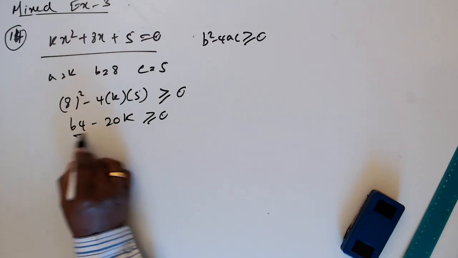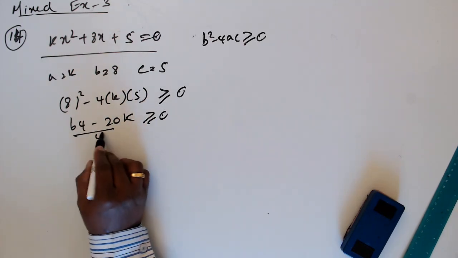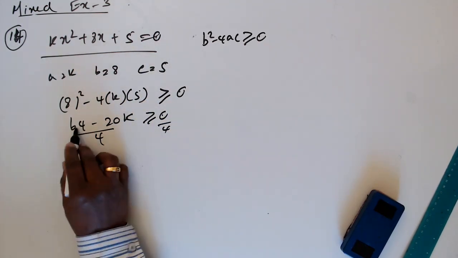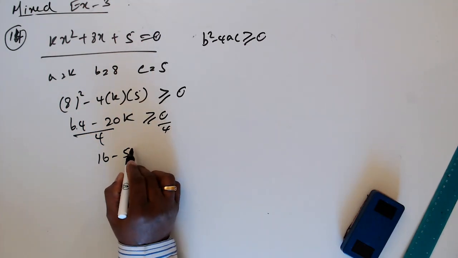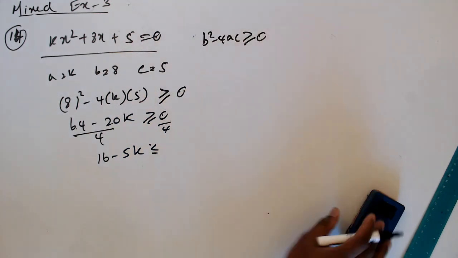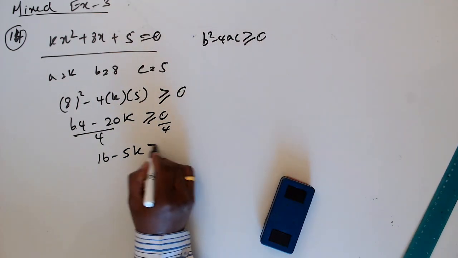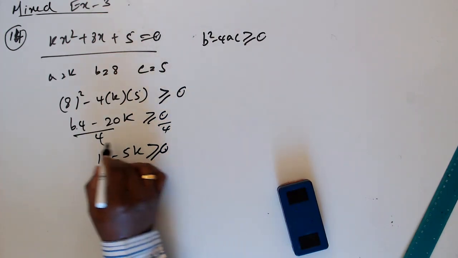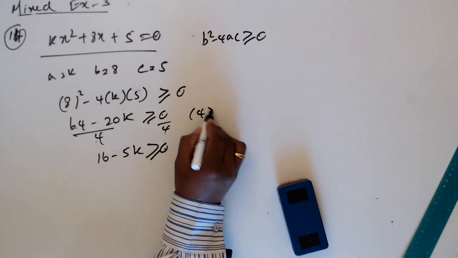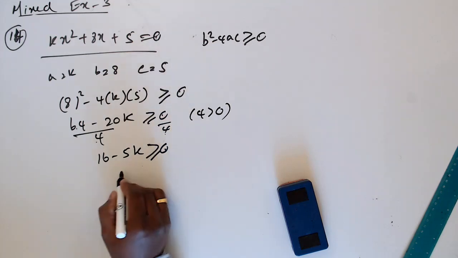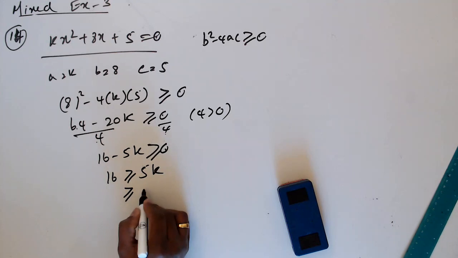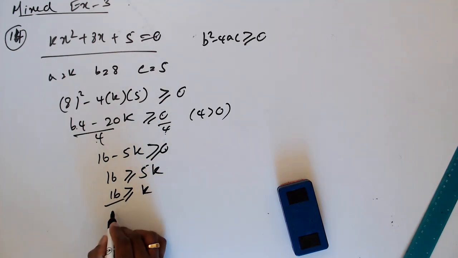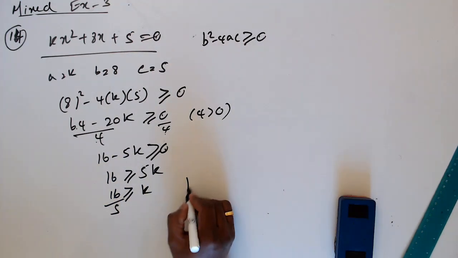It means divide both sides by 4. This is going to be 16 minus 5k greater than or equal to 0. I am able to divide by 4 because 4 is greater than 0. Then 16 is greater than or equal to 5k, so k has to be less than or equal to 16 over 5. You can write it this way as well.